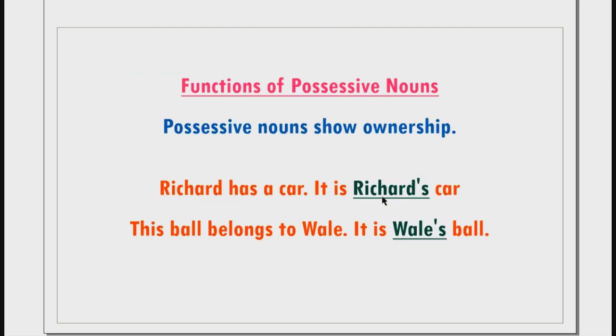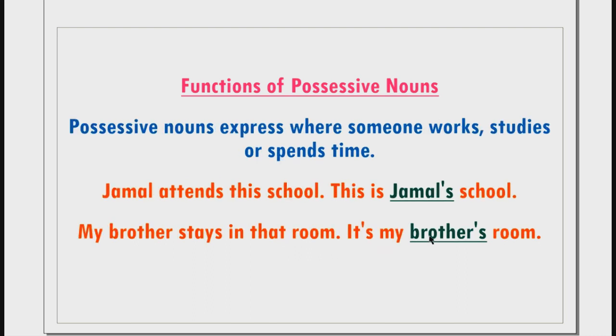Functions of possessive nouns. One, possessive nouns show ownership. Richard has a car. It is Richard's car. Of course, the car belongs to him. It's Richard's car. Richard, apostrophe, and S. Richard's car. This ball belongs to Wale. It is Wale's ball. Ownership.